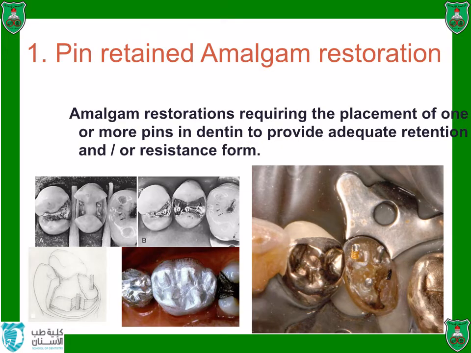Now let's speak about pin retained amalgam restoration. Those are amalgam restorations requiring the placement of one or more pins in dentin to provide adequate retention and/or resistance form. As you see in those photos, we have different types of pins or different numbers of pins placed in each tooth. You can see that we don't have enough tooth structure. That's why we place those pins in dentin to try to retain our final restoration.